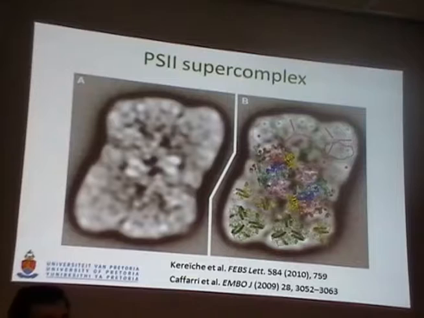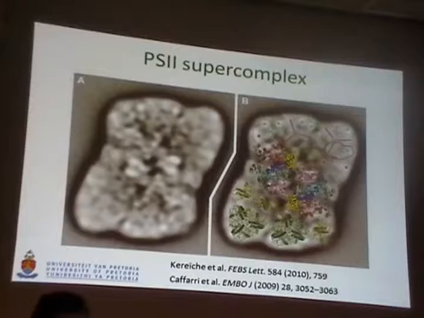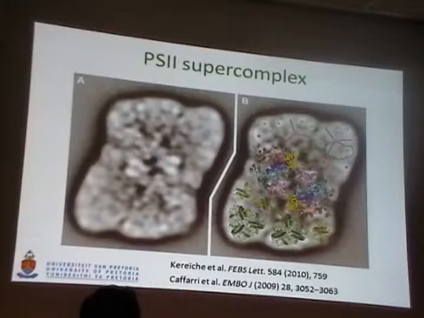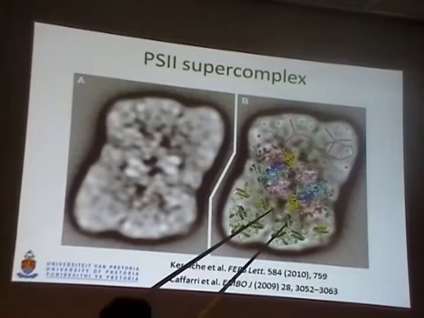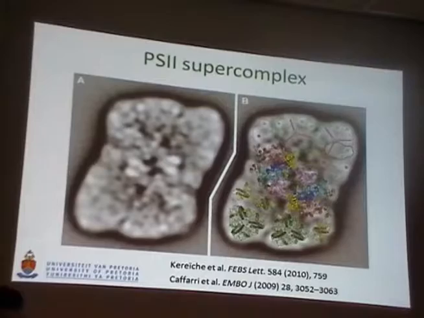These structures are based on X-ray crystallography, and all the individual systems have been crystallized, and the structures have been found based on that. But anyway, this is a PS2 supercomplex. In the center, you have the so-called core complexes that also contain the reaction center, and then you have some smaller units called minor antenna complexes, and here you have so-called LHC2. It's a bigger antenna system on the periphery of this complex.